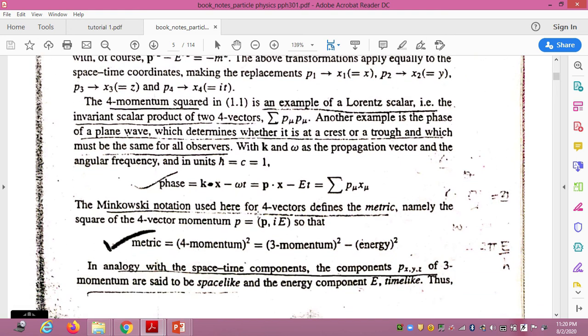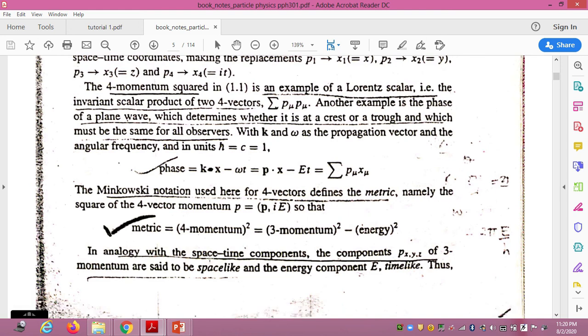Okay, fine. So the Minkowski notation used here for a 4 vector defines the metric, namely the square of the 4 vector P, where P is a 4 vector equal to the 3 vector and iE. So the metric which you define is the 3 vector momentum squared minus the energy squared. Now you can see that in analogy with the space-time components, the components px, py, pz of the 3 momentum are said to be space-like. And the energy component E is said to be time-like.